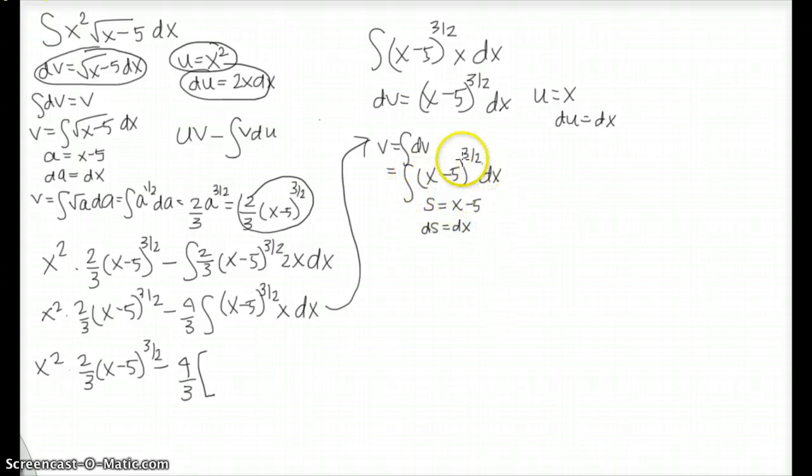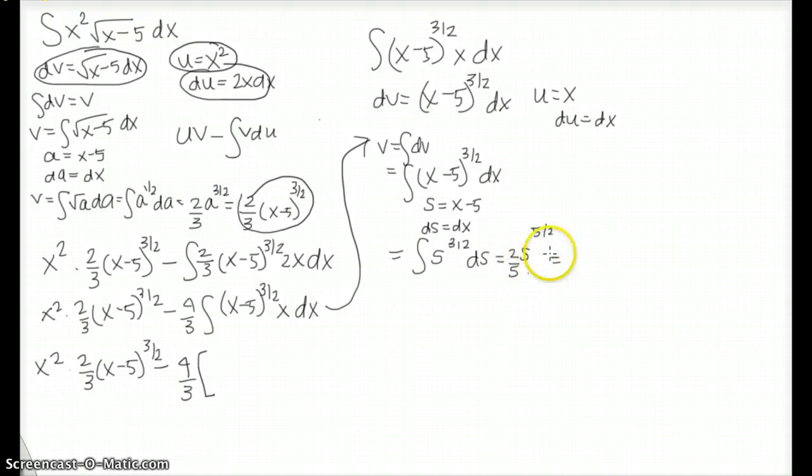Okay, so all we're doing here is trying to evaluate this integral to get v for our second integration by parts. So now we can plug in s, so it's going to be the integral of s^(3/2) ds, and when we integrate that we get s^(5/2) times 2/5, and again we're not going to put that plus c because we'll just add it at the end.